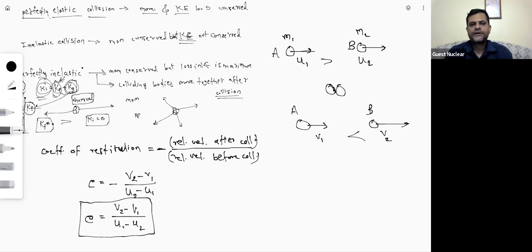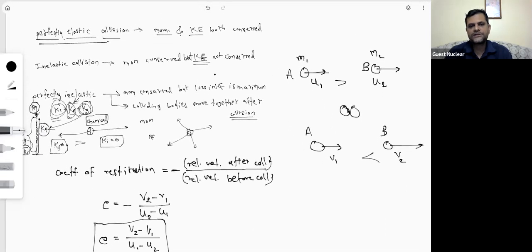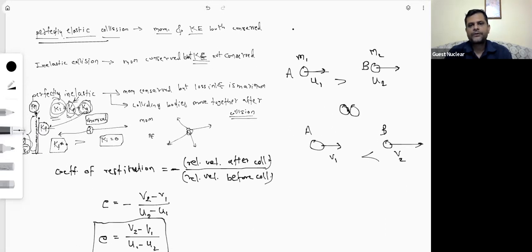Because, as we saw here, in a perfectly elastic collision, momentum and kinetic energy both are conserved. So in the case when the momentum and kinetic energy both are conserved, the coefficient of restitution actually happens to be 1, which is the maximum in this case, remember. And in the case of an inelastic collision, the coefficient of restitution happens to be between 0 and 1. Remember, this is the significance of this coefficient of restitution.